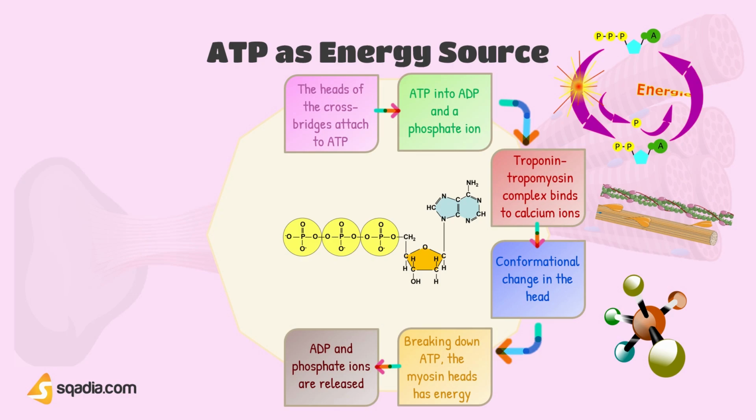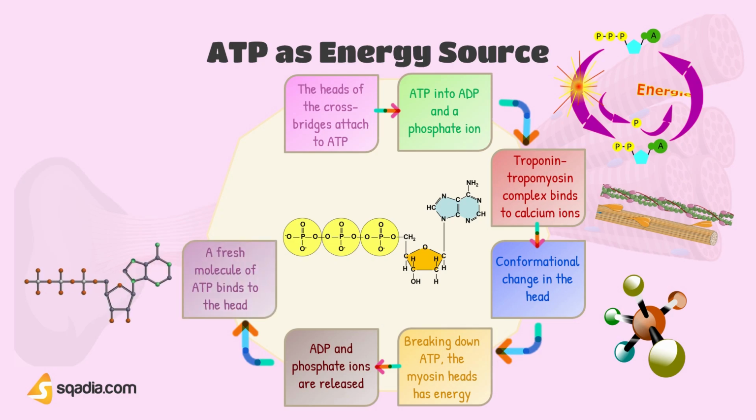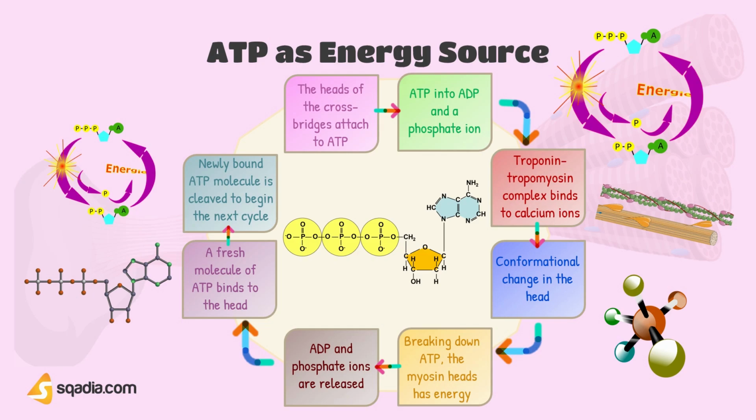Once the myosin crossbridge head tilts and initiates the power stroke, the ADP and phosphate ions that were attached to the head are released. At the site where the ADP is released, a fresh molecule of ATP binds to the head. This binding of ATP causes the head to detach from the actin filament. After detachment, the newly bound ATP molecule is cleaved to begin the next cycle.